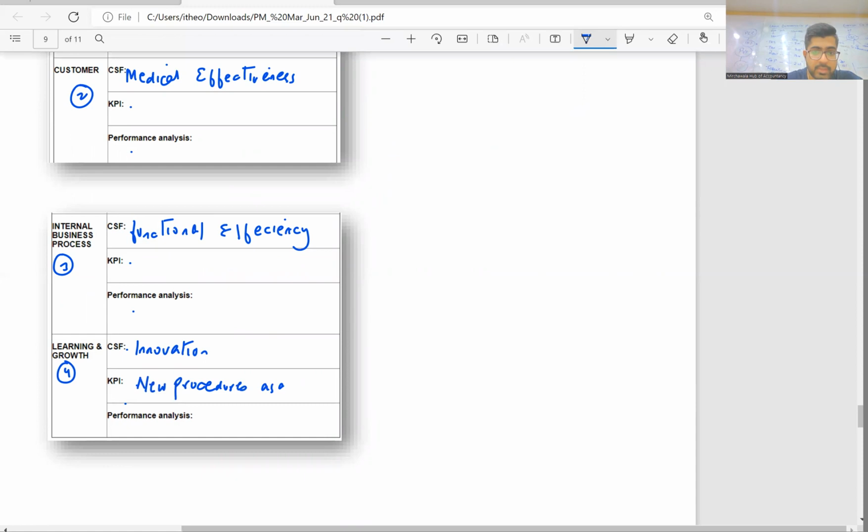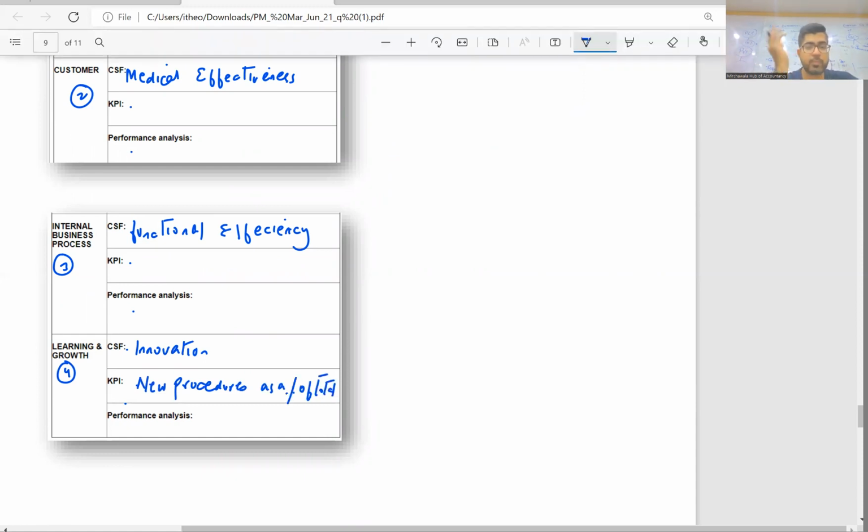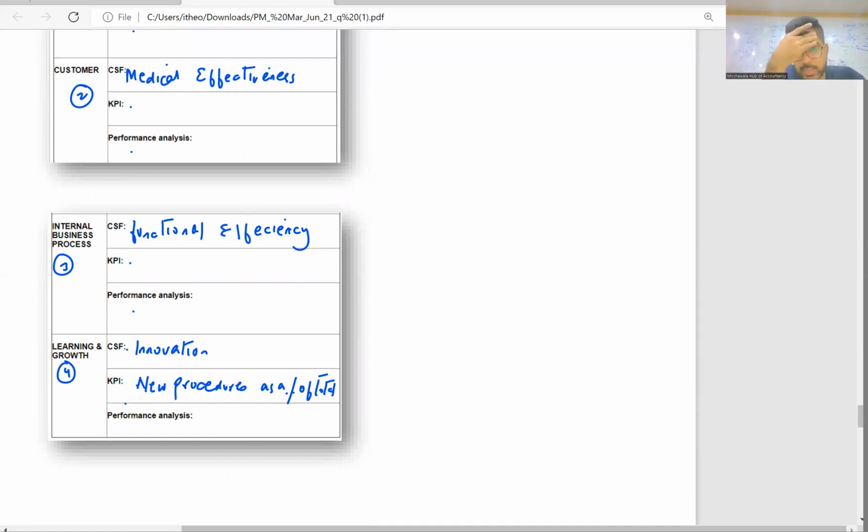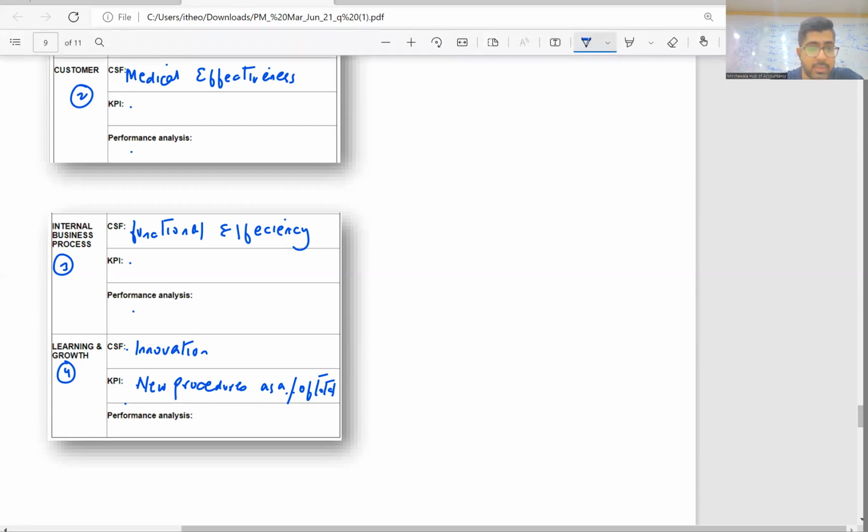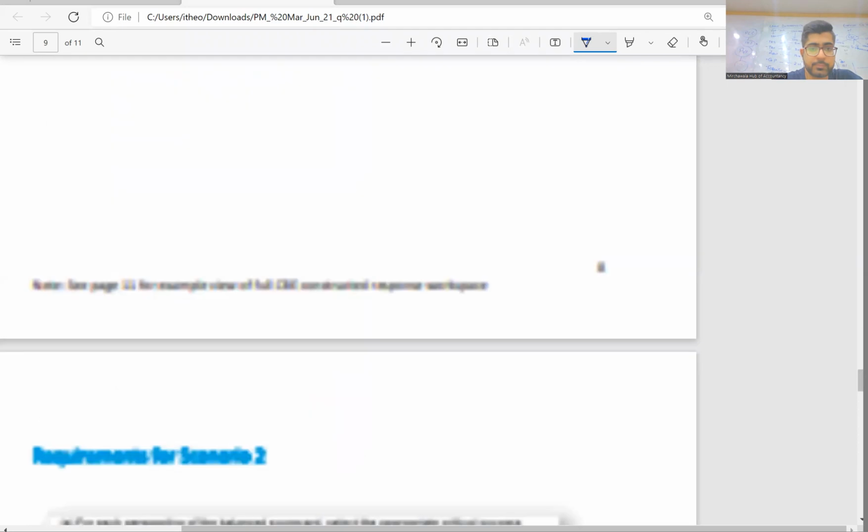New procedures as a percentage of total. That's what the data states, that for innovation, it's new procedures as a percentage of total. Now I'm just focusing on two heads at the moment, and I will then focus on the remaining two heads. At the moment, I am focusing on innovation, learning growth, and financial. So I'm going back to the data.